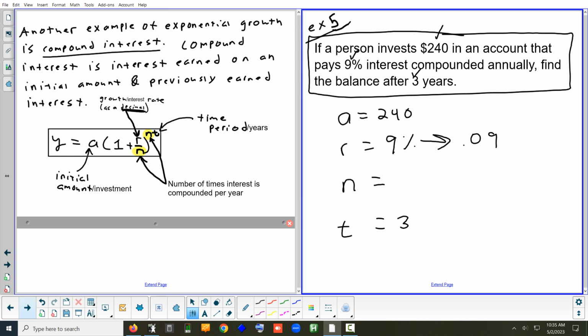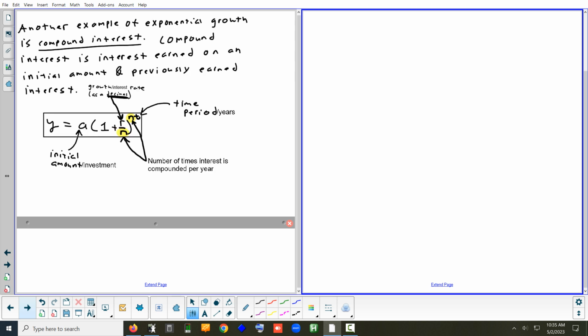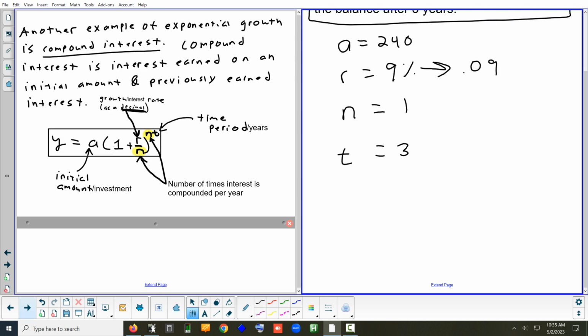N is the number of times it's compounded. It tells you right there, compounded annually. If something happens annually, how many times a year does that mean? Yep, once. If something happened monthly, it would be 12. If it happened daily, we'd use 365, even though leap years are 366. But annually means one time.